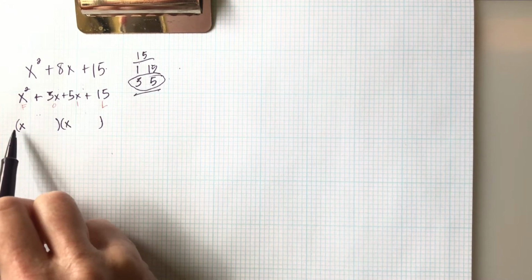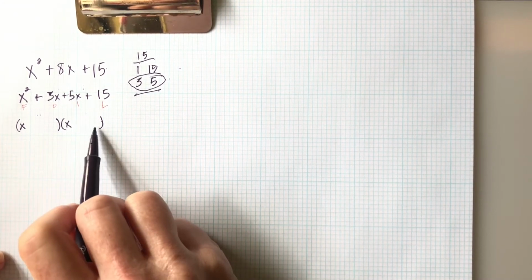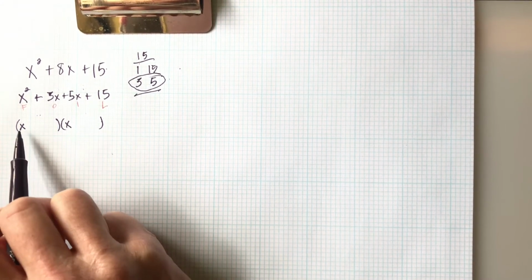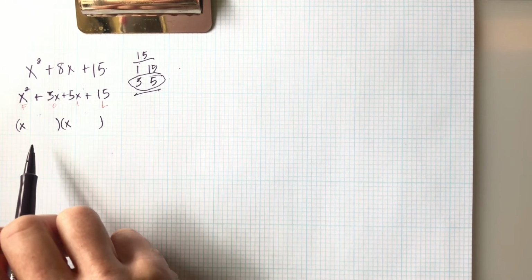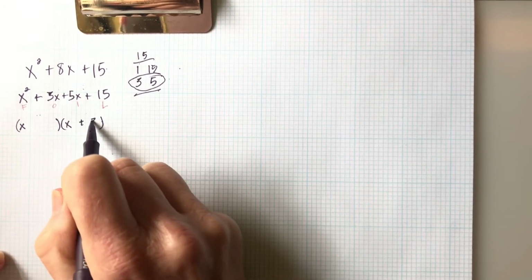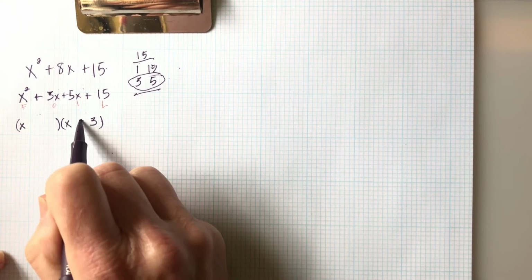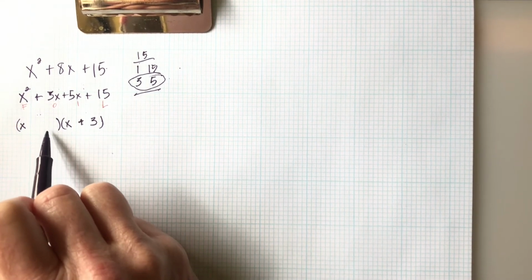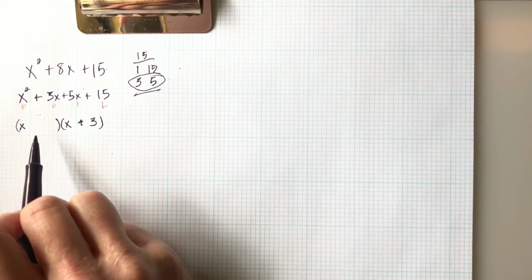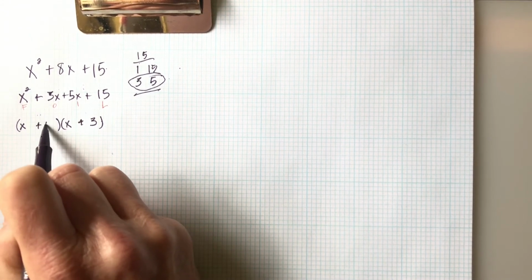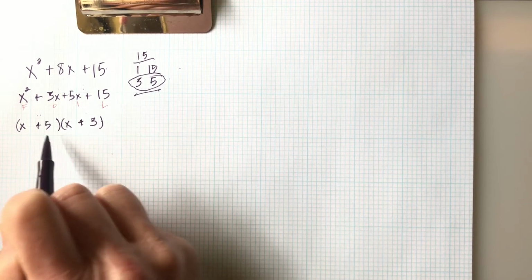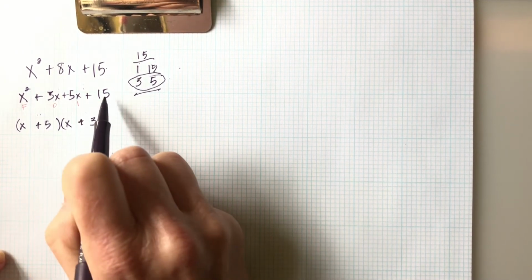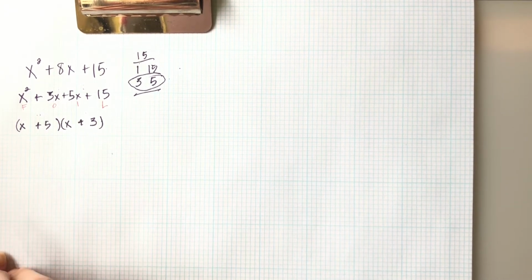Outside terms, that would be this term here and whatever goes over here. So x times what would give us 3x? Well, positive 3. Similarly, for the inside terms, something here times x would give us positive 5x. That's got to be positive 5. And then the last term, 5 times 3, gives us 15, so that checks out.